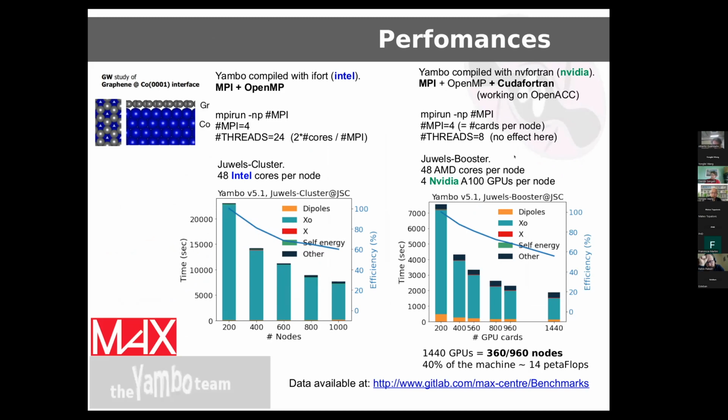On the right, you see the same kind of analysis, but on a cluster which has NVIDIA GPU cards. This time the computation takes advantage of the CUDA-Fortran implementation in the Yambo code and the NVIDIA compiler. As you see from the timing, there is a significant speed-up compared to the run without GPUs. I'm not going into the details. Just to mention that the largest run here was done on about 1400 GPUs, which is already a very significant performance.